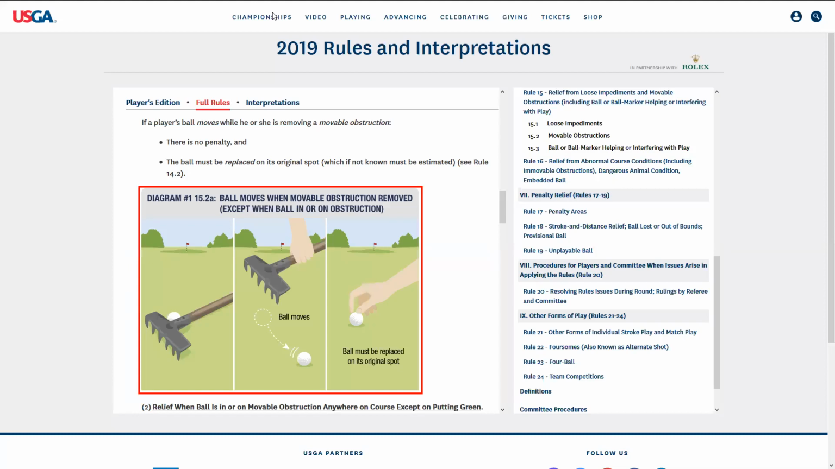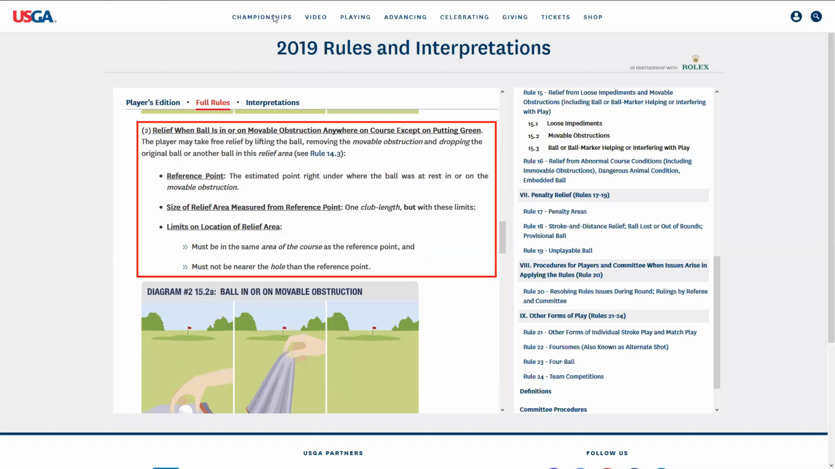Let's look at parentheses 2 or parent 2 at the top of the page. Relief when ball is in or on movable obstruction, anywhere on course except on putting green.